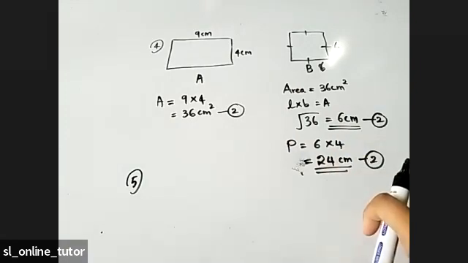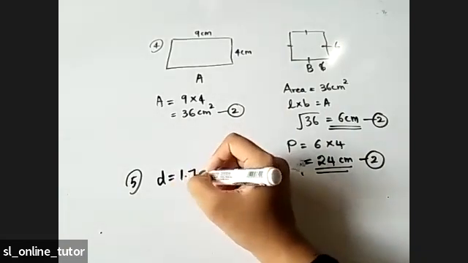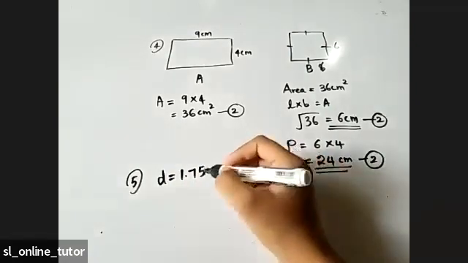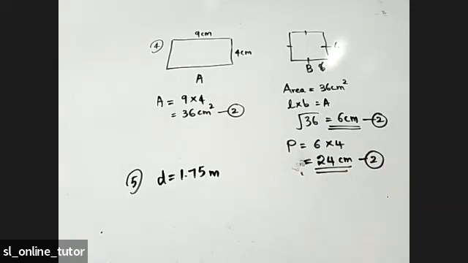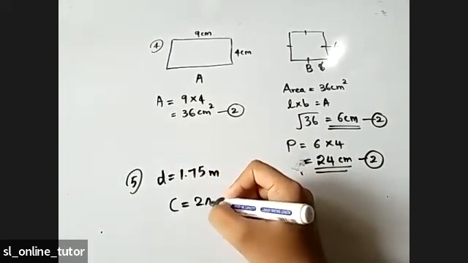Diameter of a tractor wheel is 1.75 meters. Diameter is given as 1.75. Find the number of rounds it rotates traveling 275 meters. The distance is 275 meters. So how can we do it? Diameter is given. First of all, we'll write the equation for circumference. Circumference is equal to 2 pi r.